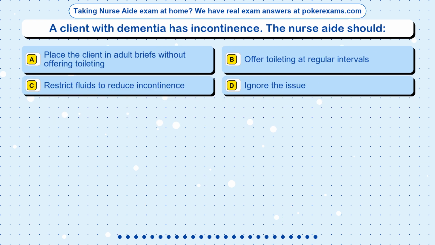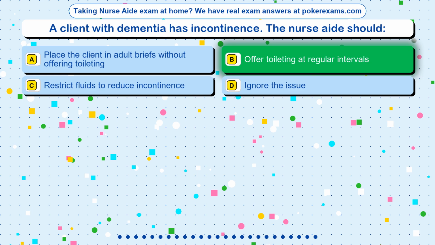Question 19. A client with dementia has incontinence. The nurse aide should: Option A. Place the client in adult briefs without offering toileting. Option B. Offer toileting at regular intervals. Option C. Restrict fluids to reduce incontinence. Option D. Ignore the issue.